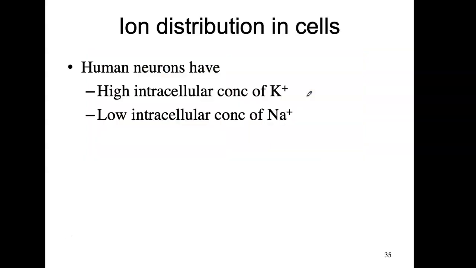So human neurons, we know, have a high intracellular concentration of potassium, like I showed you when I showed you the picture with the triangles. Intracellular concentration of potassium, high, lots of it, we keep it inside. Low intracellular concentration of sodium, we pump the sodium out. So we keep the sodium on the outside, we keep the potassium on the inside.